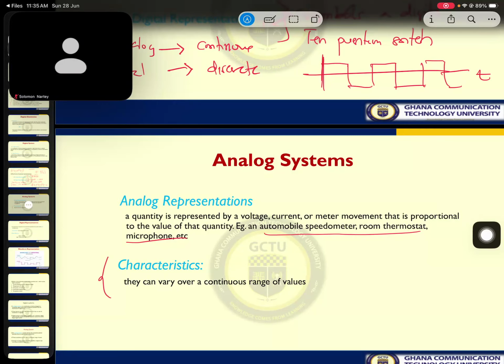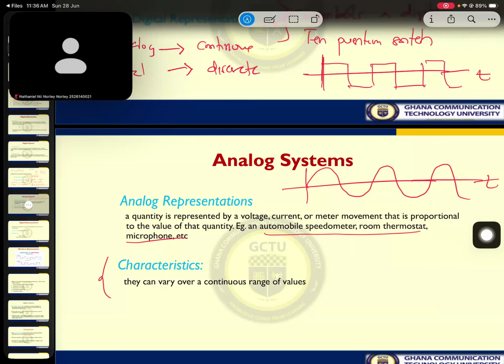So the current flowing out of an electrical outlet, is it analog or digital? It's analog. This is because the current varies continuously with time.